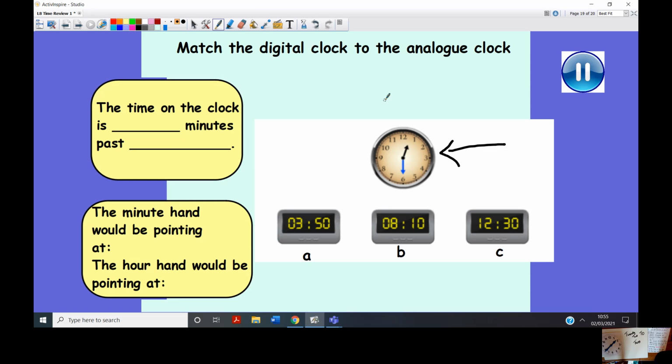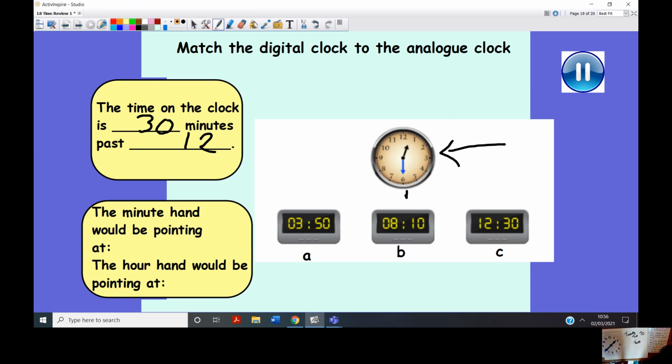Okay, so what time is it on the clock? How many minutes past is it? We're looking at the minute hand, which is longer here. Is it past or to? It is past because it is half past. So the time on the clock is 30 minutes past, whereas our hour hand is in between 12 and 1, but because we're still talking about past the hour, it is going to be 30 minutes past 12 or half past 12.